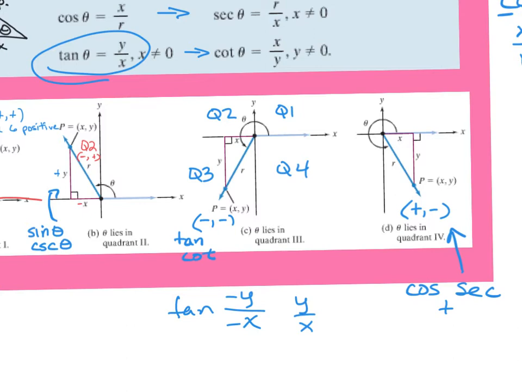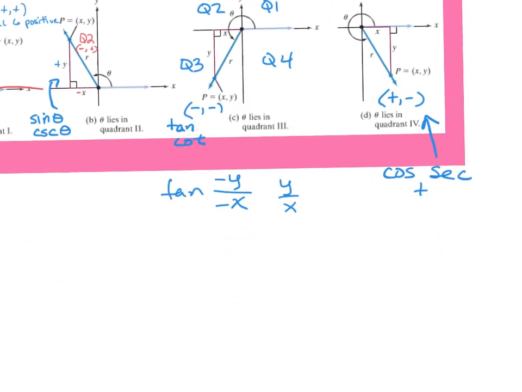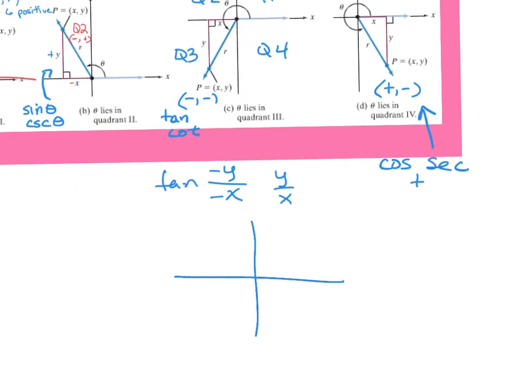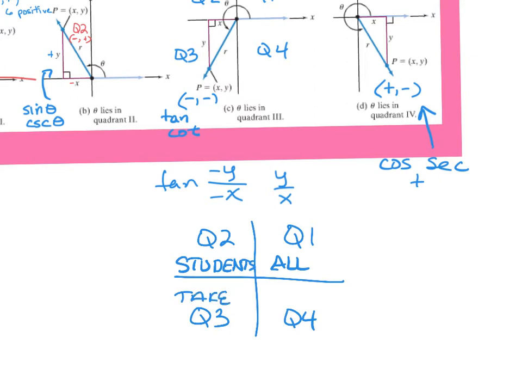Now I've got a little acronym to help you. Again, if I draw my coordinate plane, quadrant 1, quadrant 2, 3, and 4, my little rhyme or my little saying is: All Students Take Calculus. Now, in quadrant 1, this "All" means all 6 are positive.